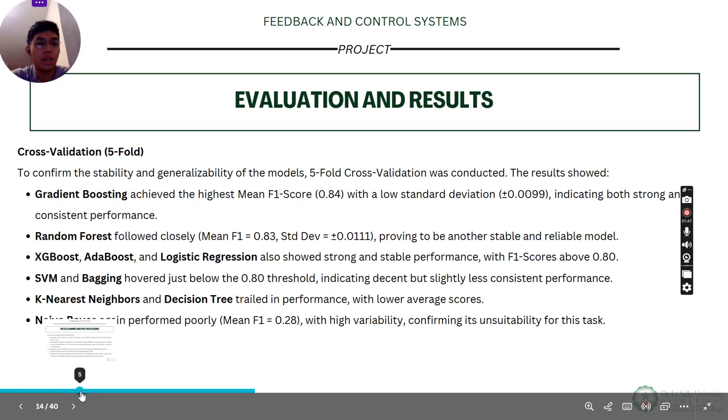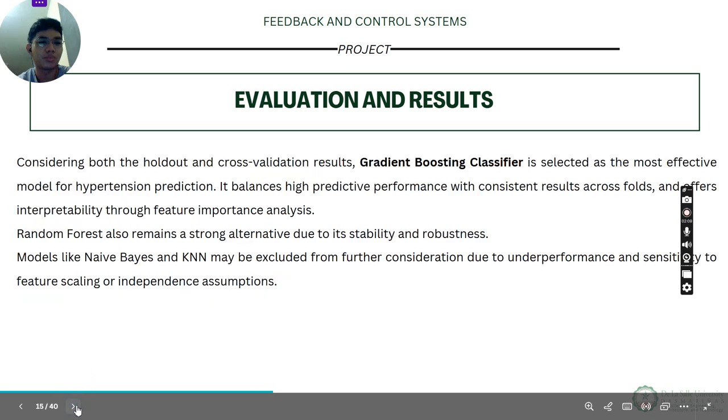So we can see that gradient boosting achieved the highest mean F1 score with 0.84 and a low standard deviation. So it indicates that it has a strong and consistent performance. Random forest is a close second, followed by XGBoost, AdaBoost, and logistic regression, with naive Bayes at the lowest.